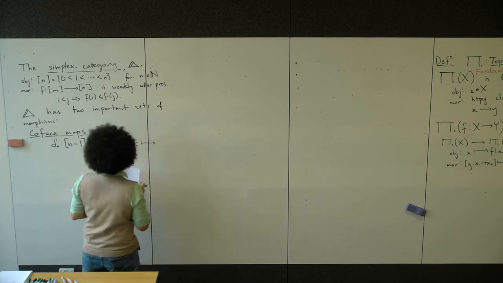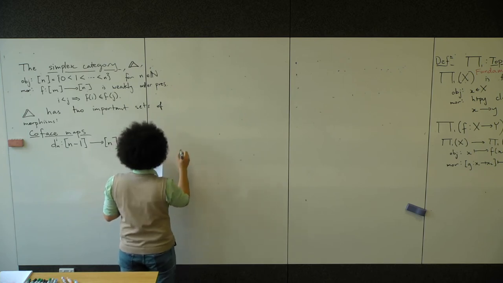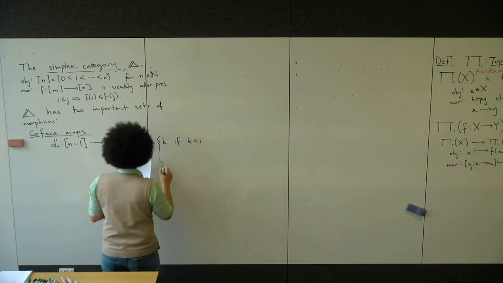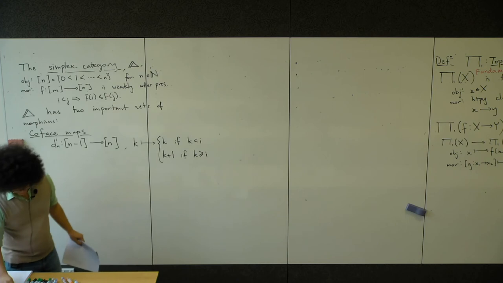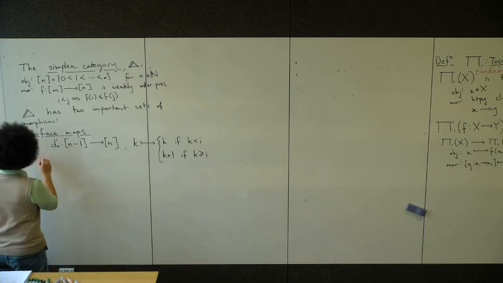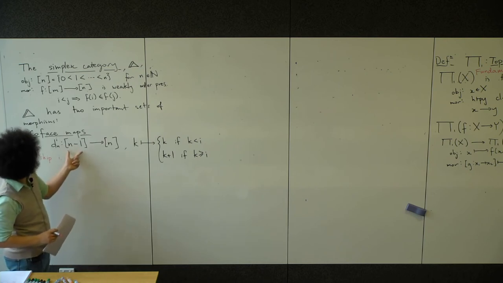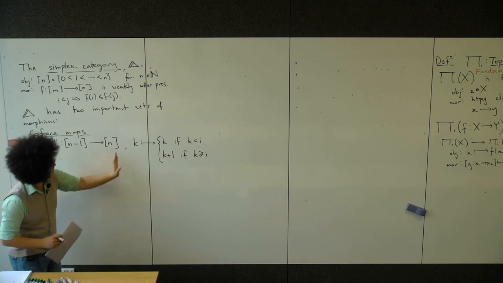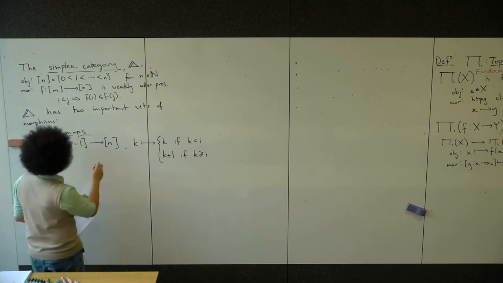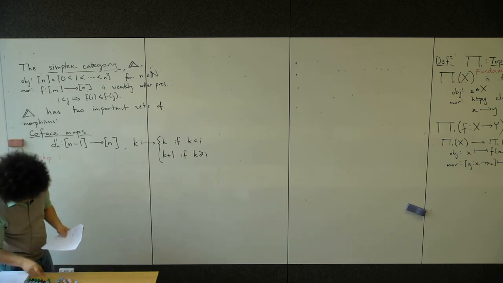Sending k, so this is actually a function of ordered sets now. It sends k to itself if k is less than i, and it sends it to k plus 1 if k is greater than or equal to i. So this is skip i. It goes from a set of cardinality n to a set of cardinality n plus 1 by sending every element to itself up until it gets to i, and then it skips i and keeps going. So we have one of these maps for each n, maps of this form for i from 0 to n, inclusive.